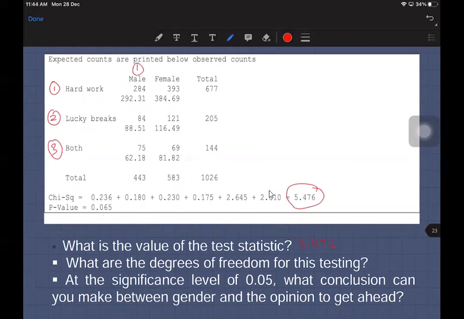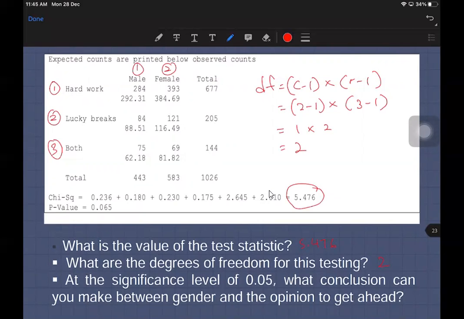Column we have 1, 2. So degree of freedom equals C minus 1 times row minus 1. So total column is 3 minus 1 times total row. Not to make confused, column we have 2, male and female, minus 1 times row we have 3 minus 1. So 1 times 2. So the answer will be 2.